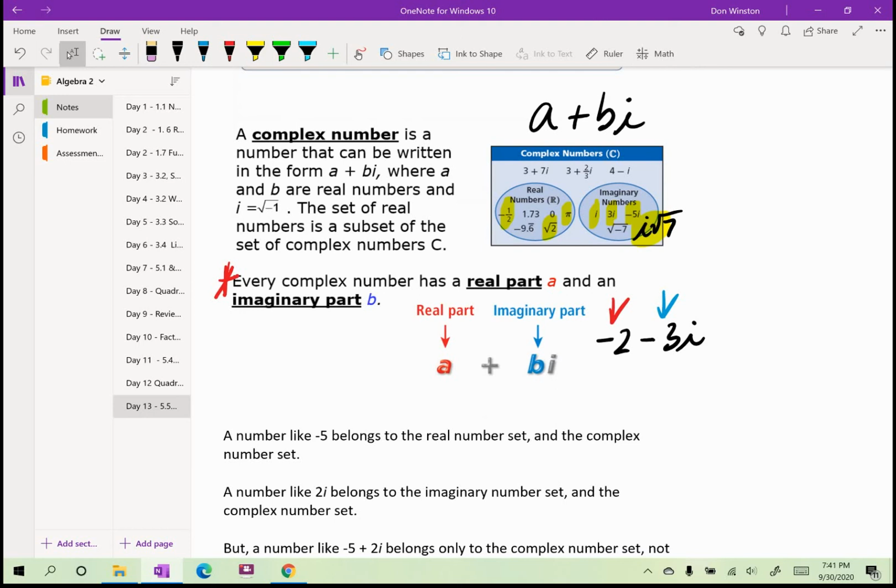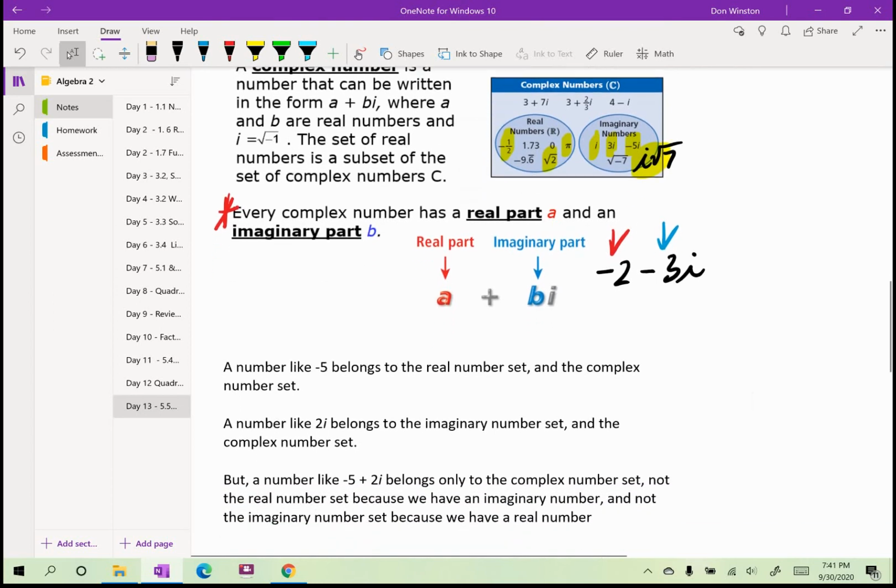A number like negative 5 belongs to the real number set in the complex number set. Okay? So as you can see, real numbers are a subset of the complex numbers set. But negative 5 is not a complex number because it doesn't have an imaginary part. A number like 2i belongs to the imaginary set in the complex number set, but it is not a complex number because it doesn't have a real part.